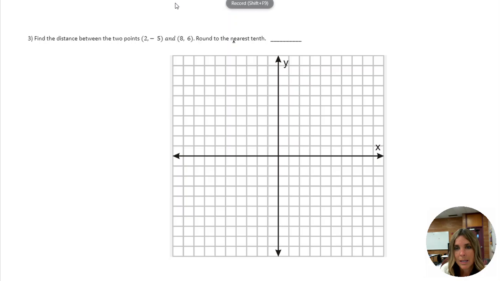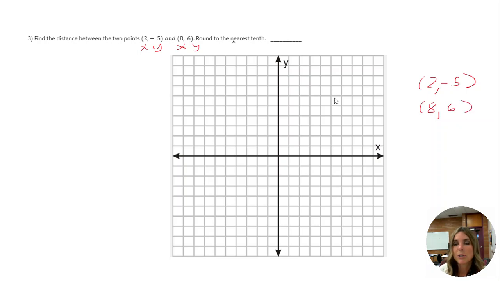Okay. Now on the next question, it says find the distance between the 2 points. What I want you to recognize is that the 2 is the x coordinate, the -5 is the y coordinate, the 8 is the x coordinate, and the 6 is the y coordinate. So I'm actually going to write these. I'm going to stack them.